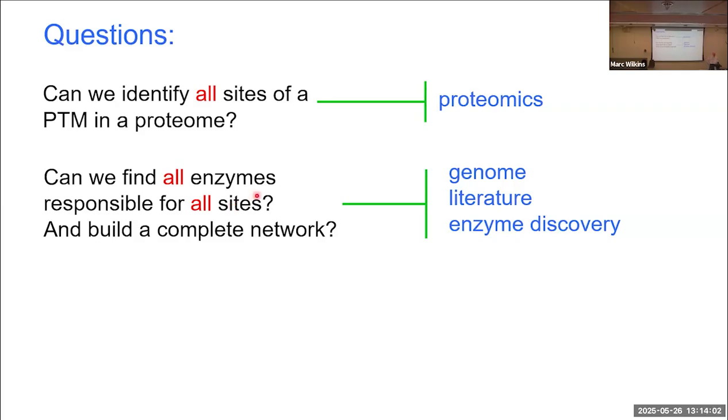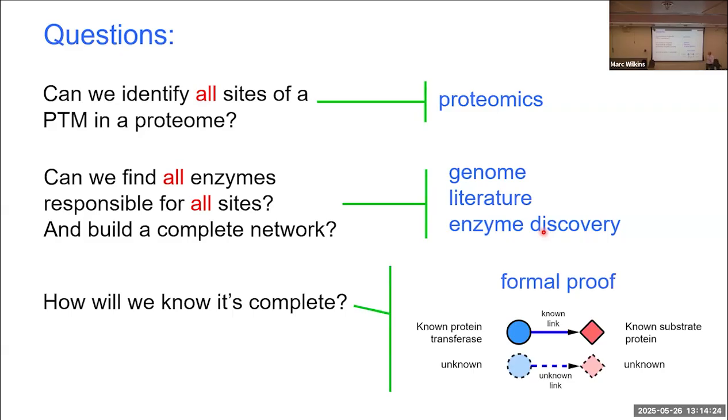And if we're trying to build this network and make it complete, we want to find all instances of a modification. We want to find all enzymes that are responsible for that. And then you start to build out a network because you've got some interactions between things that are happening. And with this, as we'll talk about, the genome, the literature, and enzyme discovery tools become your friend.